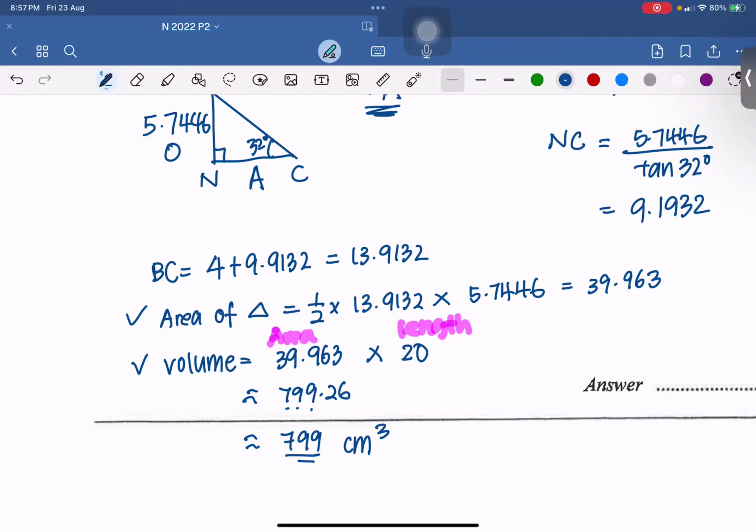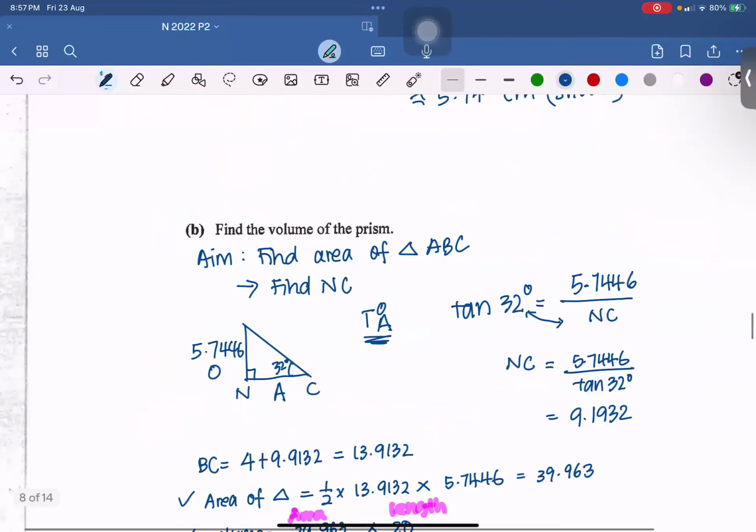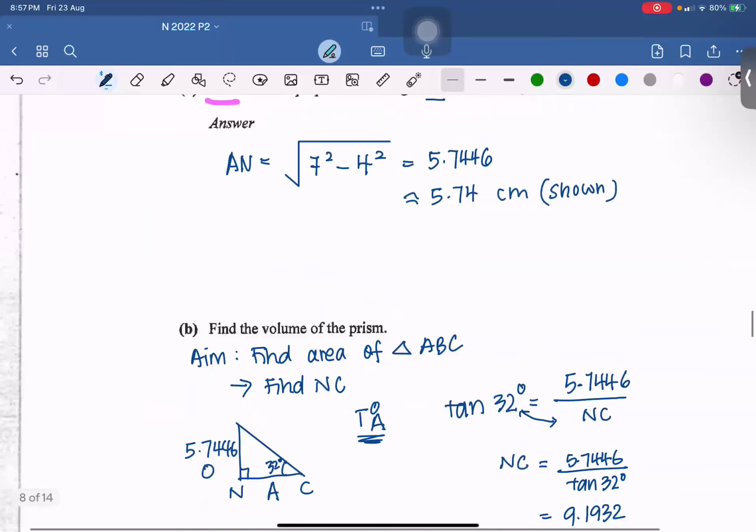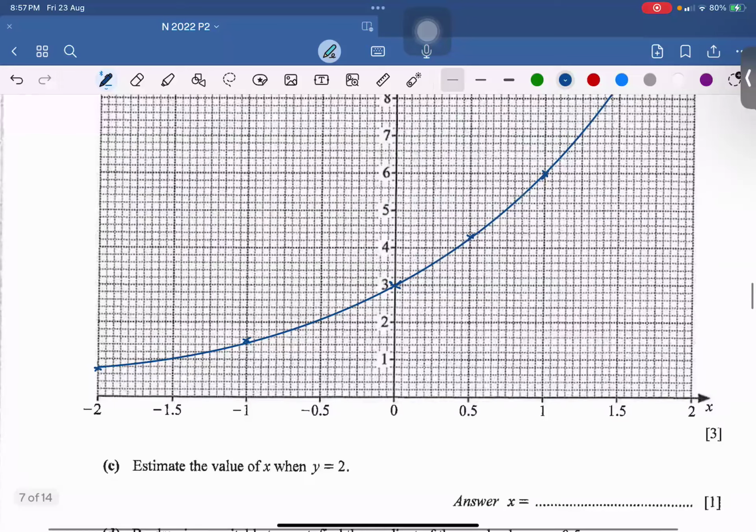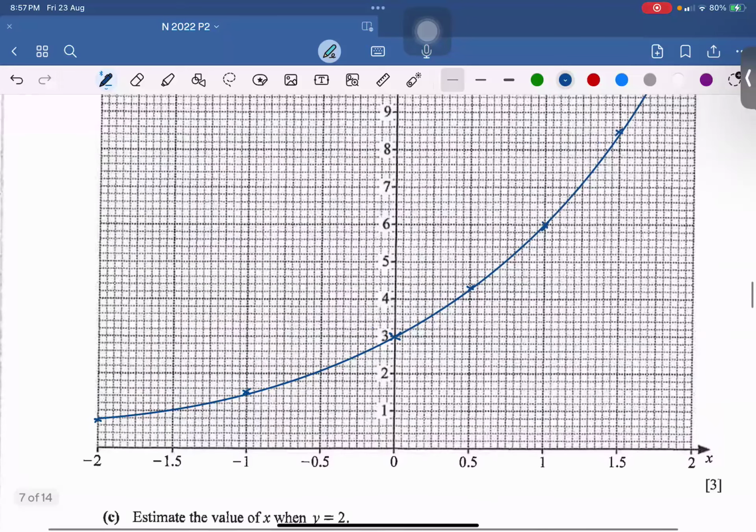Okay, we are left with 3 minutes. Let me finish up the last question. Question number 8, graph. Okay, I cheated. I drew my graph first. I think y'all would be able to draw a graph also, right?